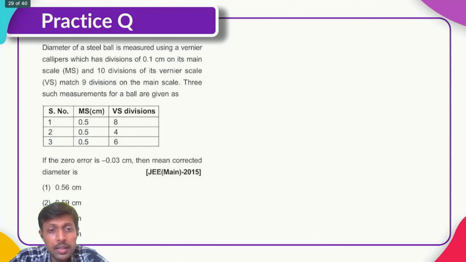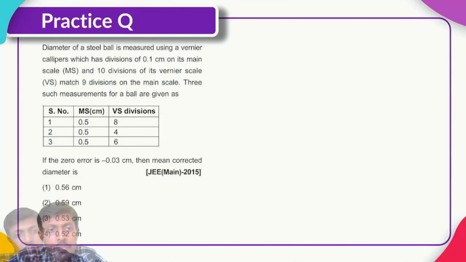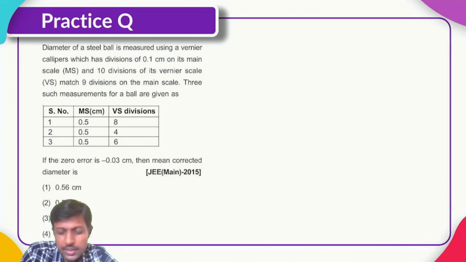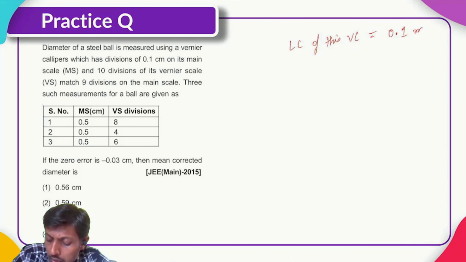This question appeared in the JEE mains exam. To help you look at the option, you can take a quick look. Diameter of a steel ball is measured using a vernier caliper, which has division of 0.1 centimeter on its main scale. Okay, that means 1 millimeter, and 10 divisions on its vernier scale match 9 divisions on the main scale. We've already seen this. The least count of this vernier caliper is going to come out as 0.1 millimeters.